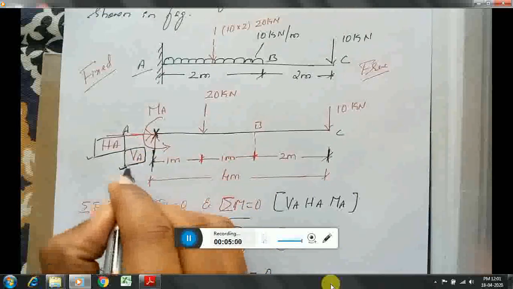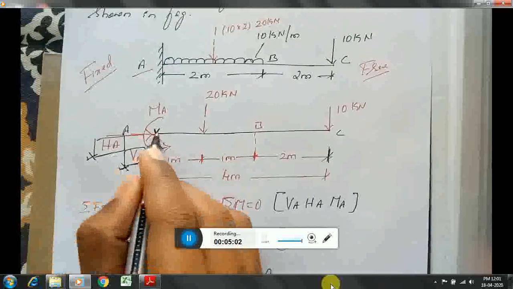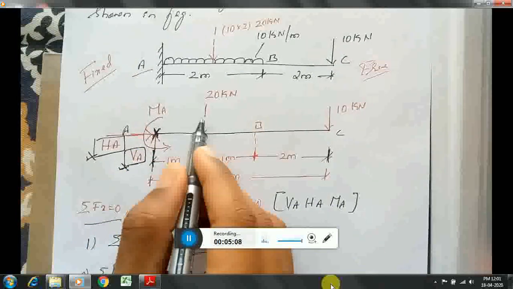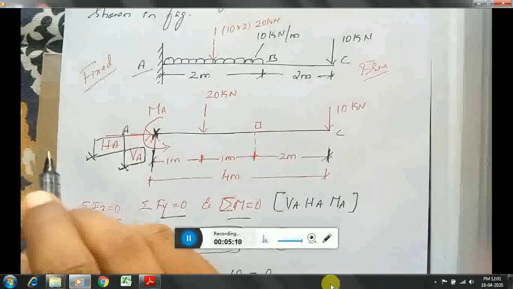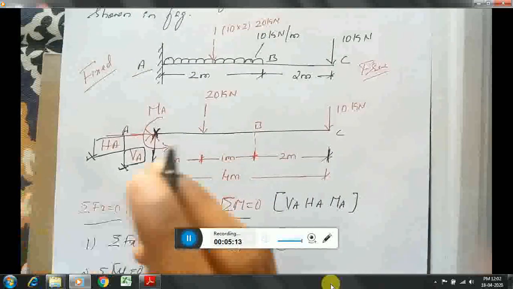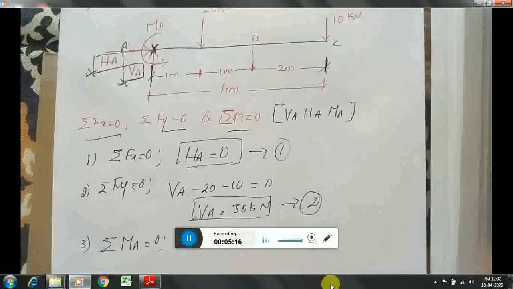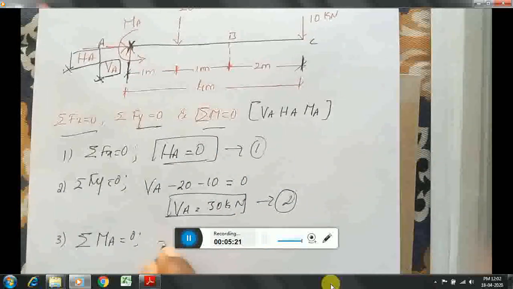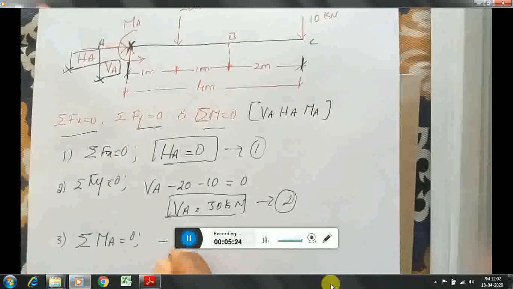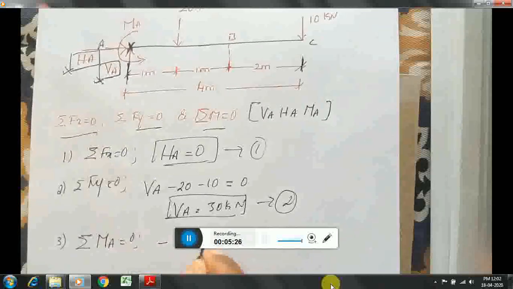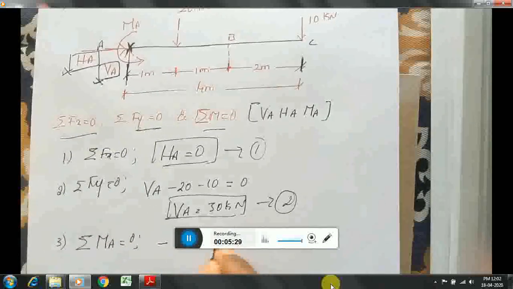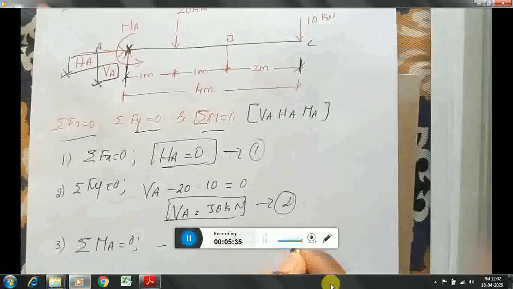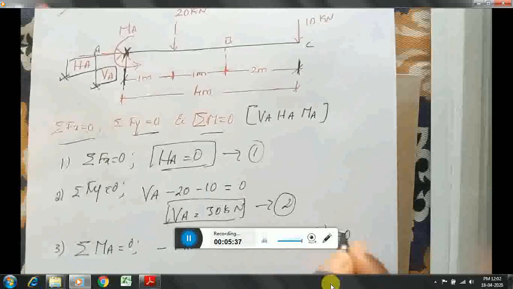VA and HA are reaction forces, so these two forces should not be considered to calculate the moment at A because they are passing through A only. 20 we can consider, 10 also we can consider. Moment means force into perpendicular distance. Now I will write the equation. Since MA is in the anti-clockwise direction, I will write minus MA plus 20 into 1 clockwise plus 10 into 4 is equal to 0.